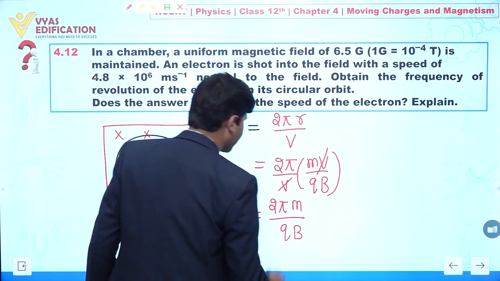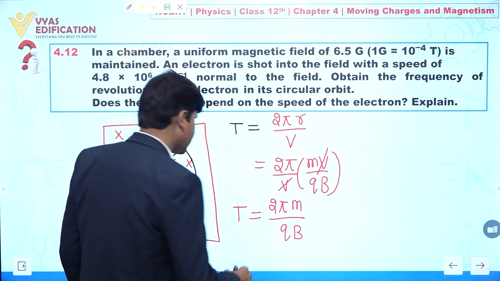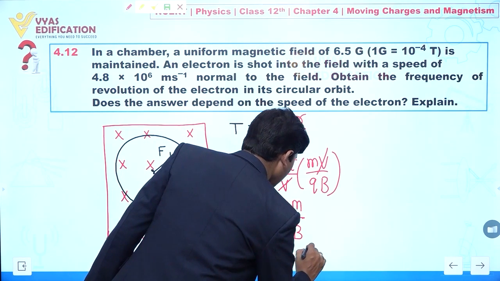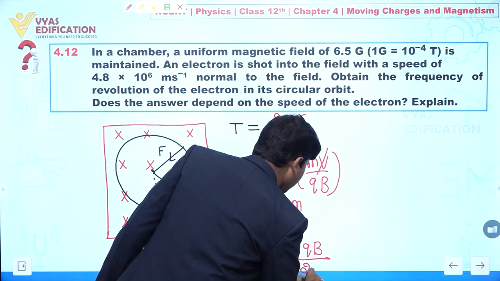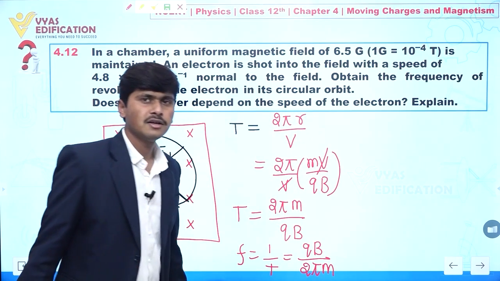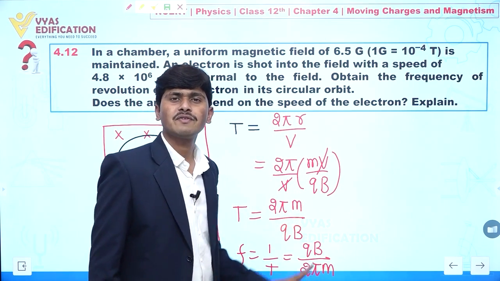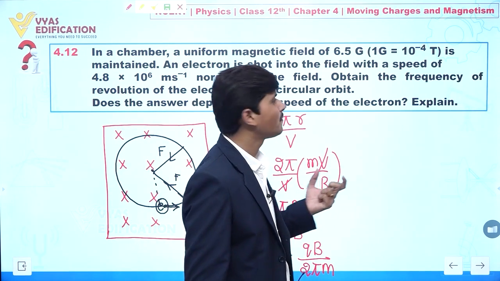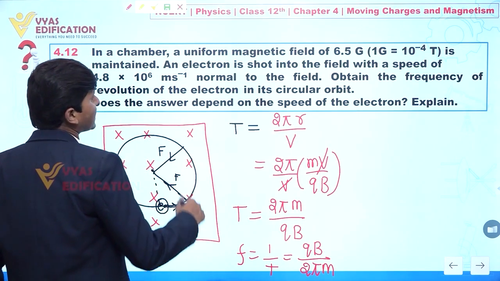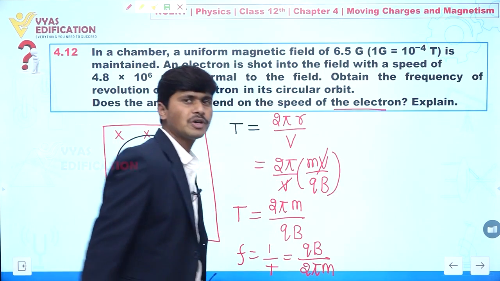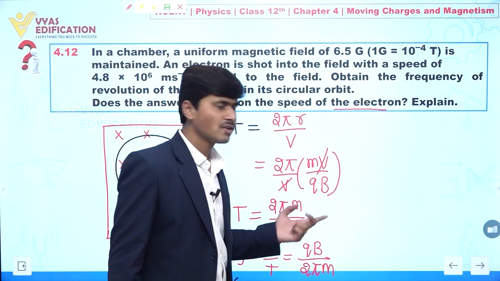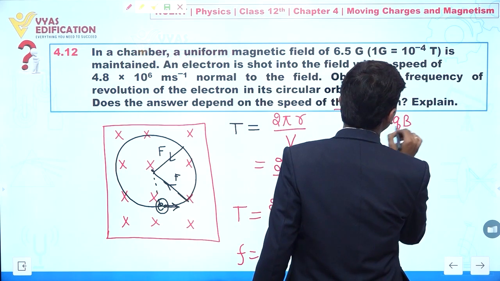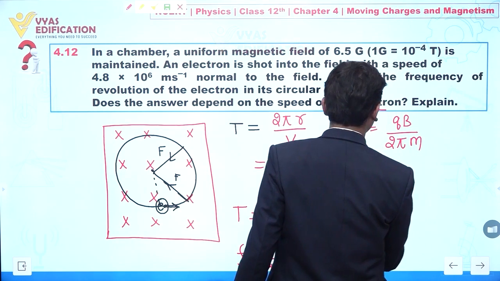Now if I talk about frequency, frequency is equal to 1 by T, clear, and this is given by qB divided by 2 pi m, clear. So this is the expression of frequency. Now we can see the velocity term is cancelled out. Does the answer depend on the speed of the electron? No, because the term of speed is cancelled out, clear. So we can write frequency as qB divided by 2 pi m, clear.